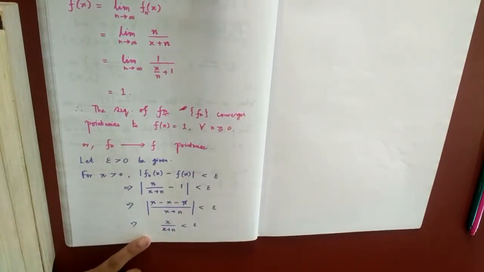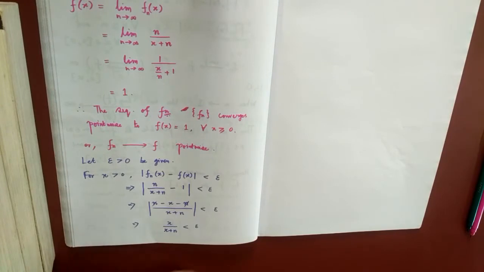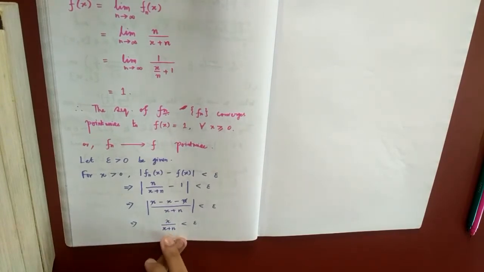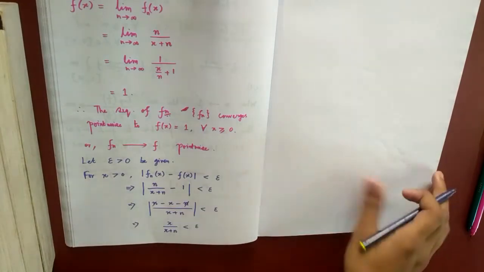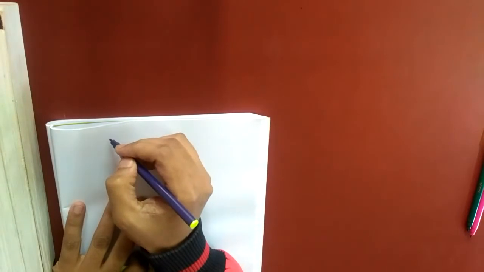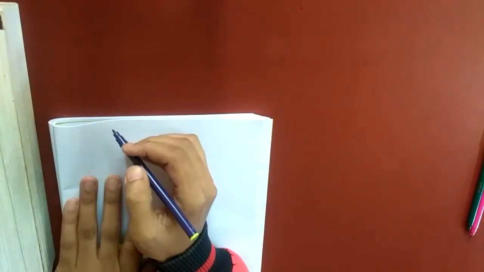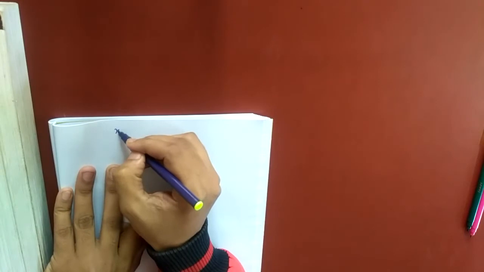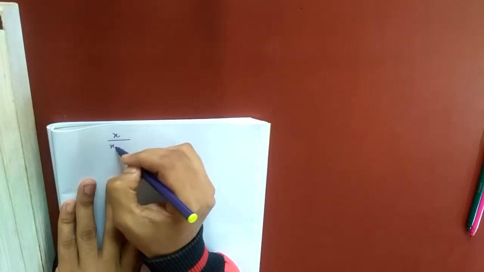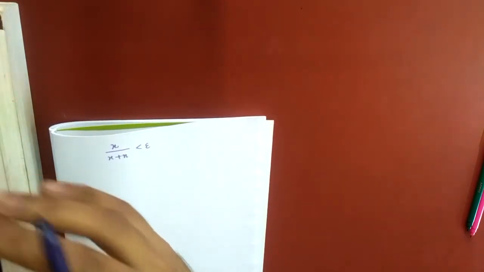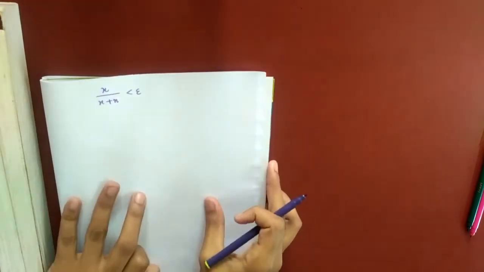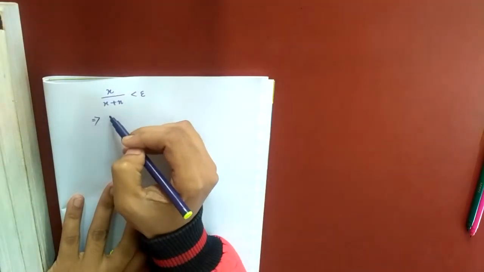Let's see. Firstly, I will reciprocate both sides. So let me write down the last line again. What was the last line? x by x plus n, x by x plus n less than epsilon. This was the last line, right? So how will you solve for n from here?